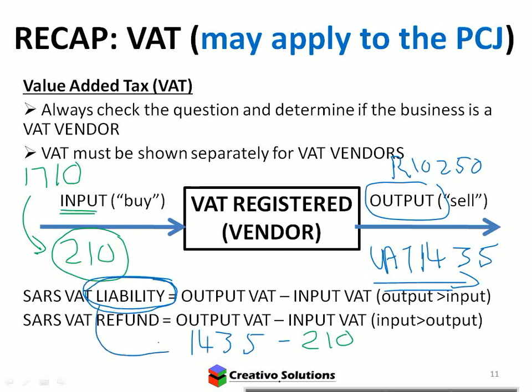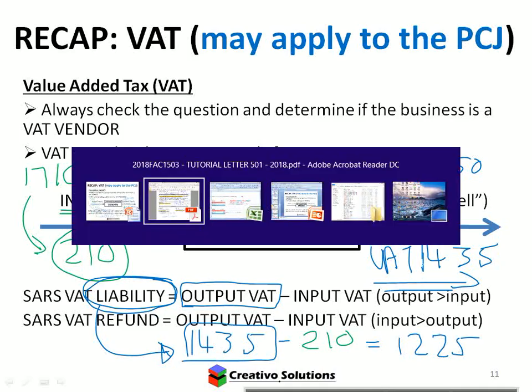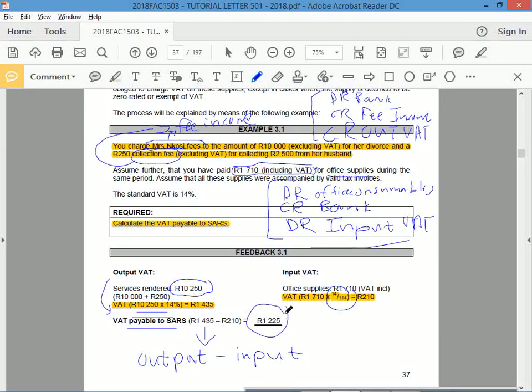liability. Okay, your output is bigger than your input. This is bigger than my input. So you claim 210, but you still have to pay the difference. I think that's right, 1225. Yes. Okay, that's it. Okay, so it's really straightforward.